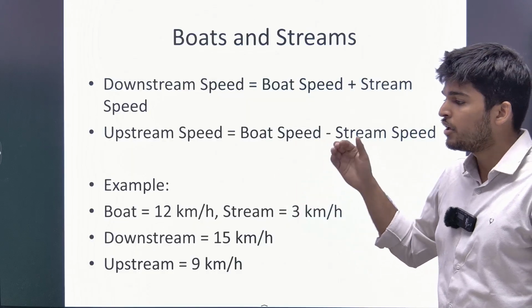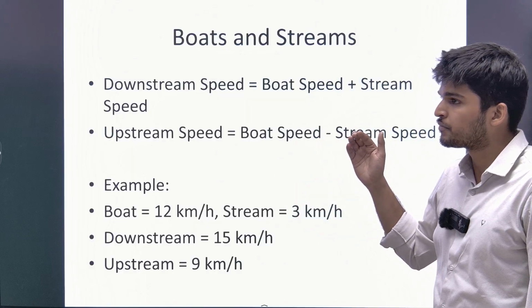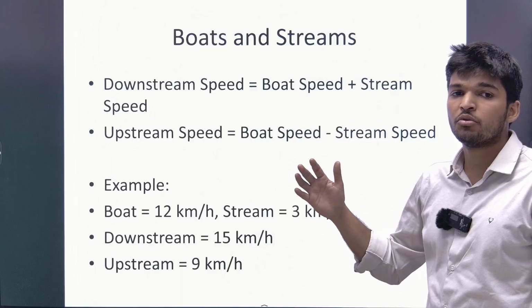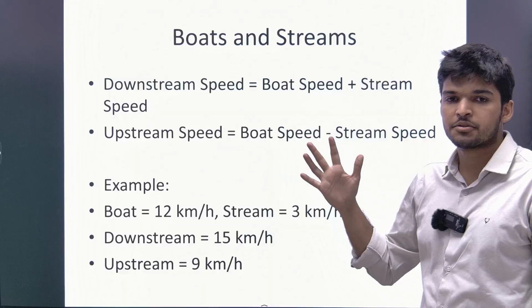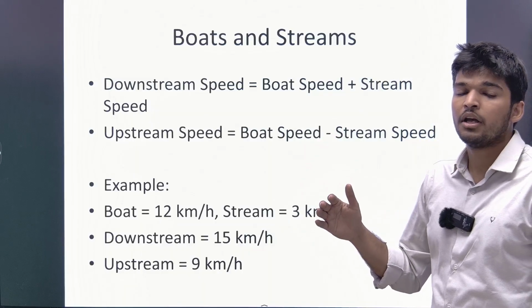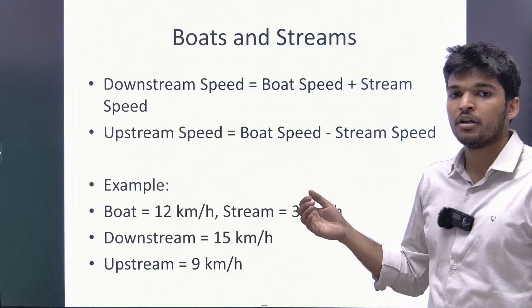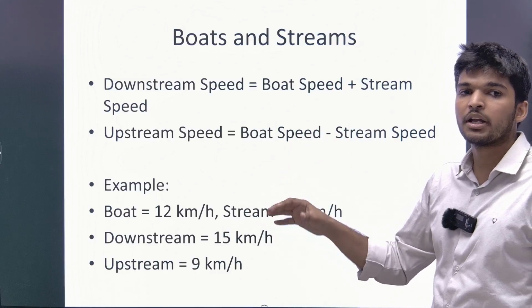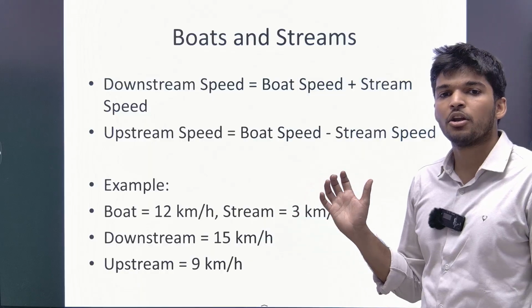For example, the speed at which the water is flowing is 4 kilometers per hour, and the speed at which the boat is moving is 6 kilometers per hour. So the total speed at which the boat would be moving downstream would be 10 kilometers per hour.